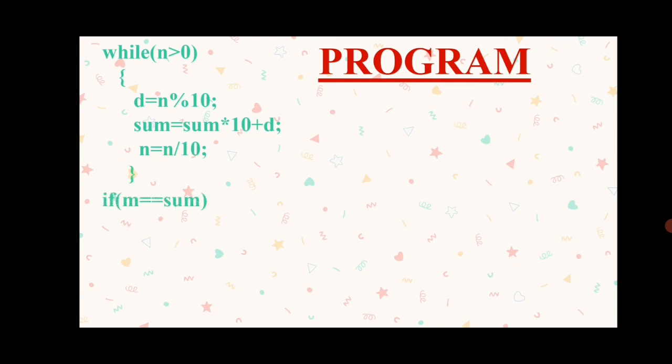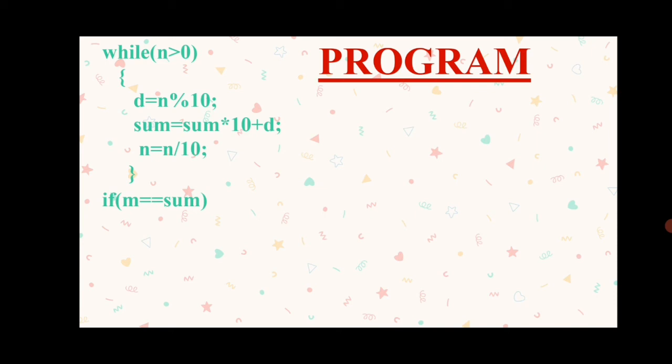Next one is while n > 0, d = n mod 10. We are separating the digit by using this statement. Now we are adding that digit to the sum by multiplying the sum with 10. n = n / 10, close brackets. Now m == sum.